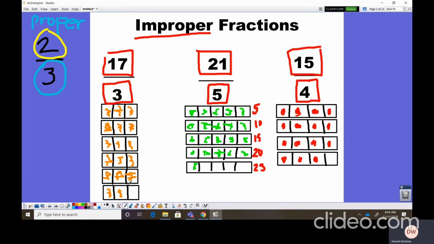And you still have to draw these extra boxes. Even though you don't color them in, you still have to draw them because they are still part of this improper fraction. Okay, so I colored in 15 fourths. So 4, 8, 12, 13, 14, 15. I didn't need this one, but I still had to include it in my drawing. And so these are improper fractions.